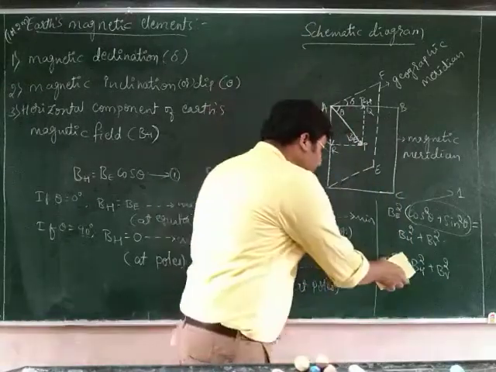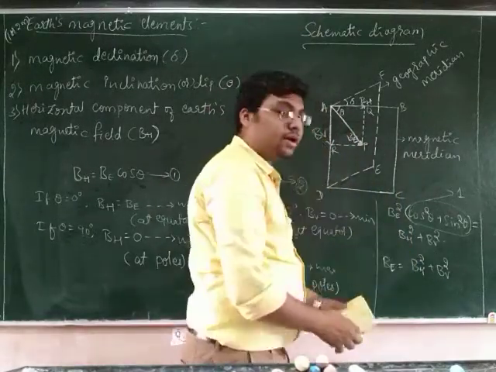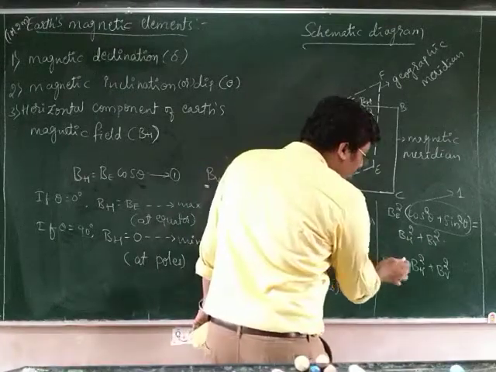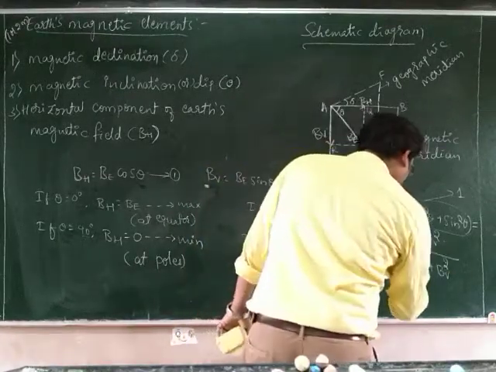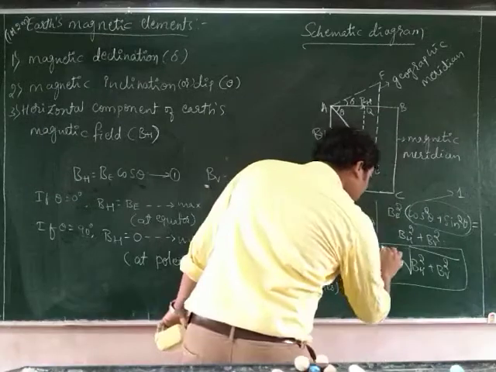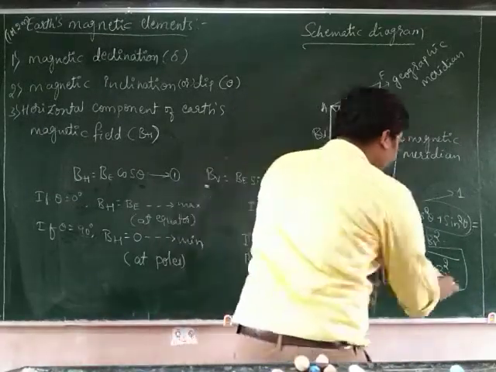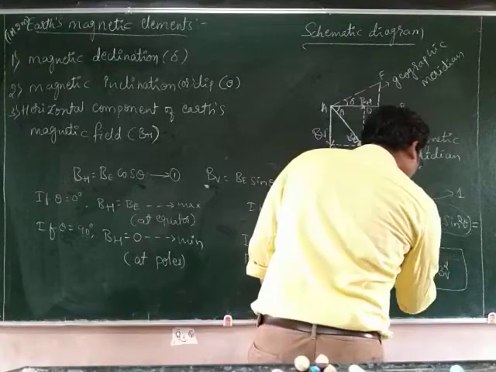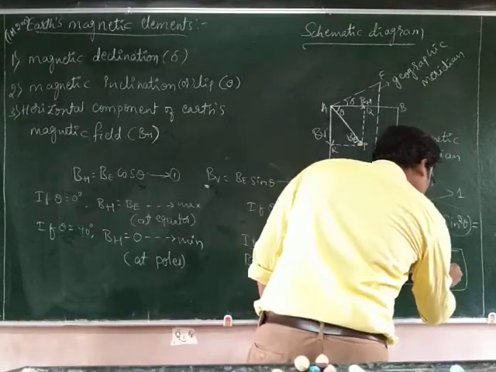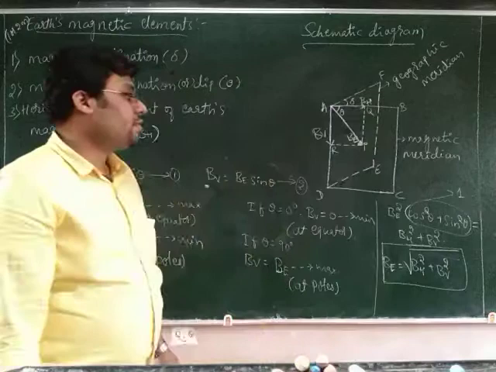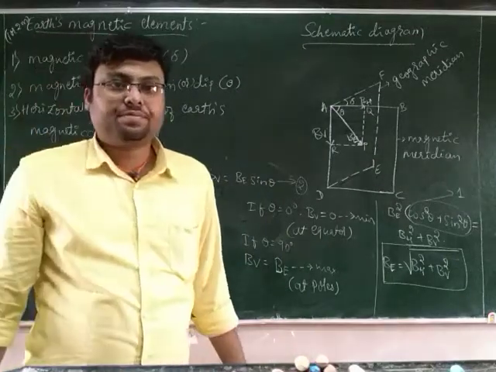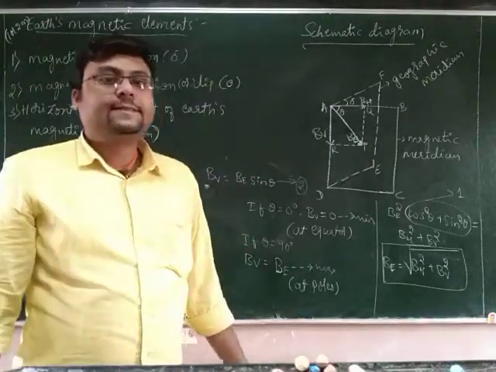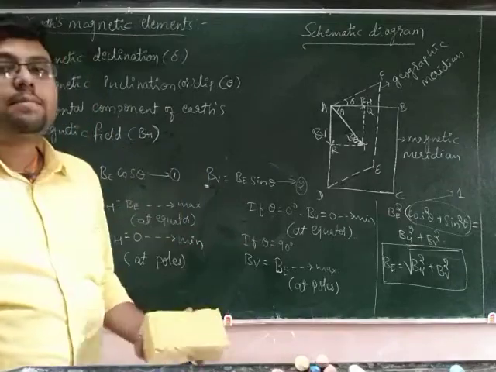But we need BE, not BE square, so take the root on both sides. So BE is equal to the square root of BH square plus BV square. Like this you can get the magnitude of BE.